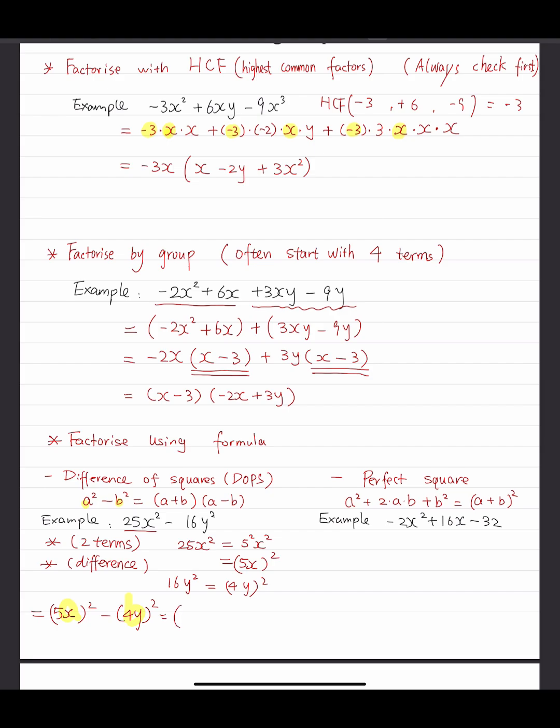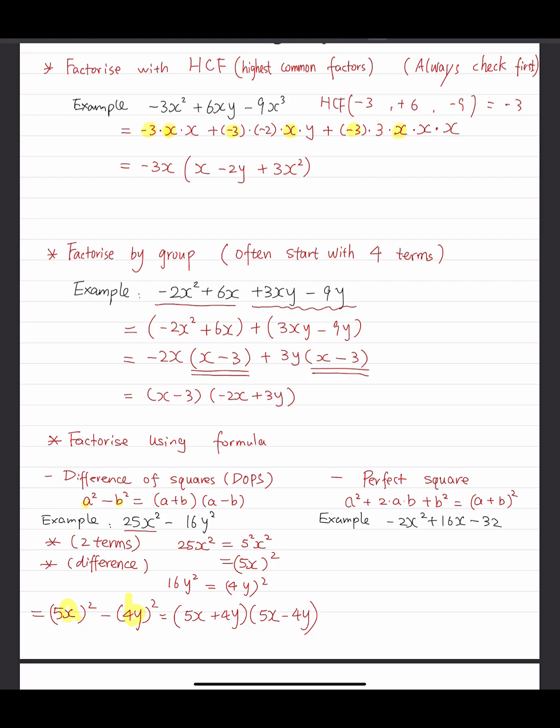So you get A, which is 5x, plus B, which is plus 4y. And then you get A minus B, which is minus 4y. Okay, so there is no other common factors in each of the brackets. Okay, so that's the simplest form.